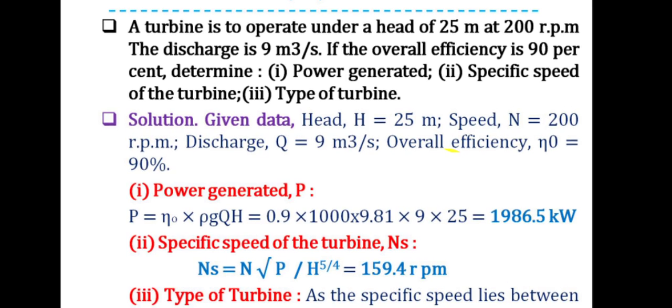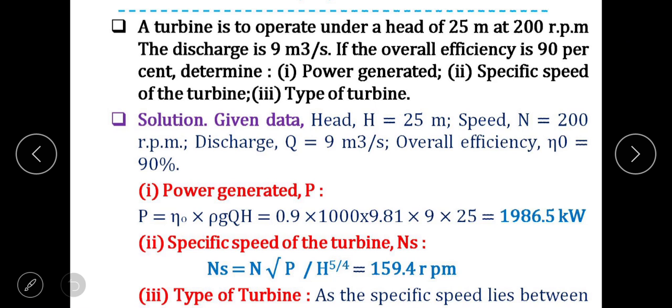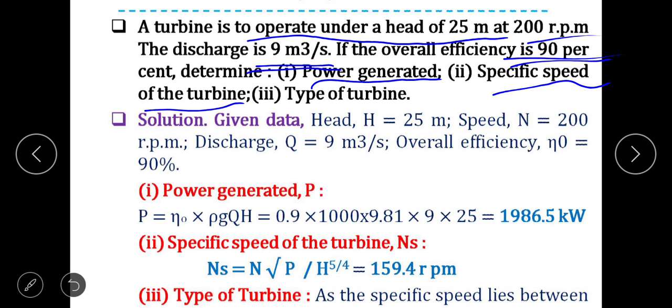Numerical problem. A turbine is to operate under a head of 25 meter at 200 rpm. The discharge is 9 meter cube per second. If the overall efficiency is 90% or 0.9, determine 1. Power generated, 2. Specific speed of the turbine and 3. Type of turbine. Solution. Given data.